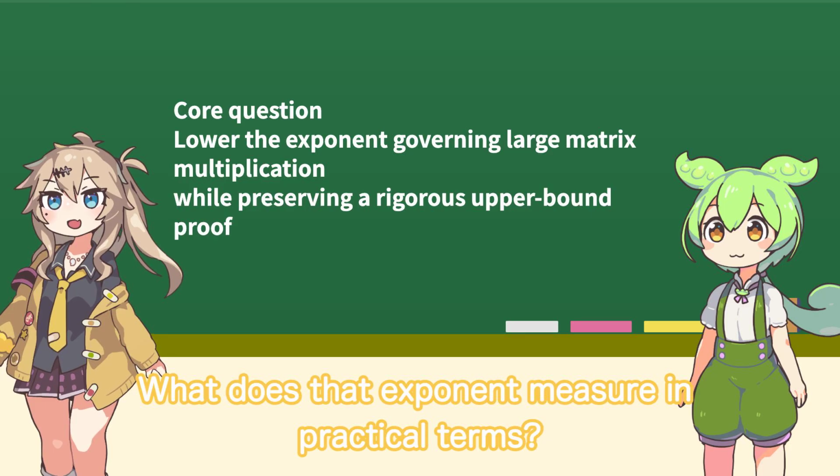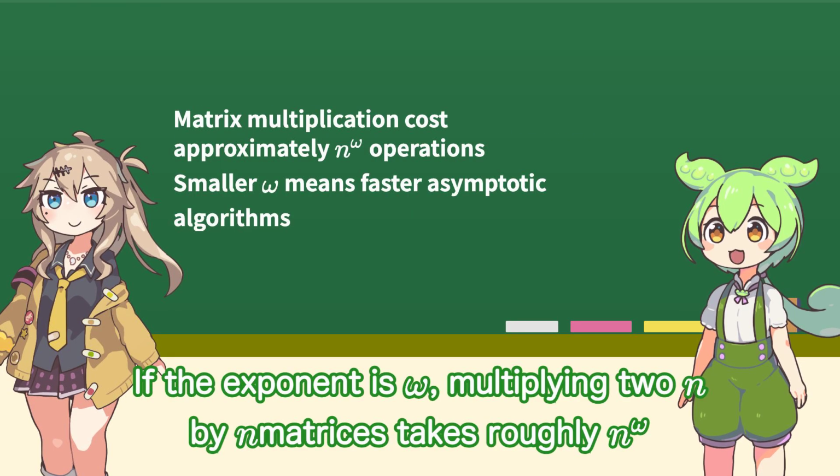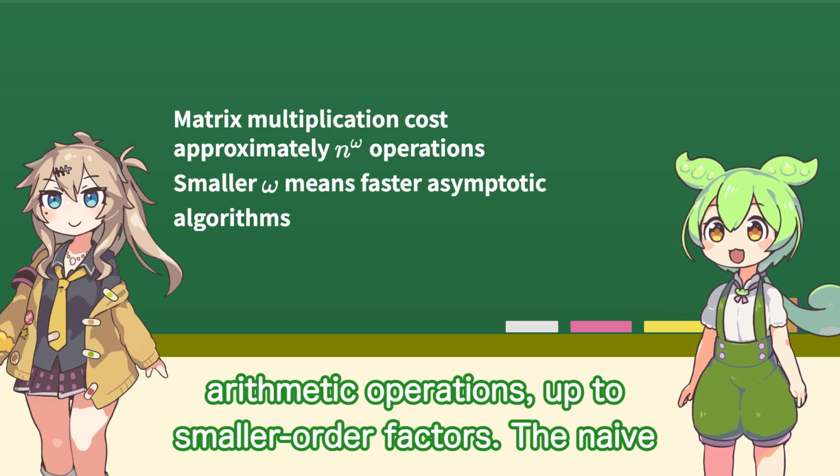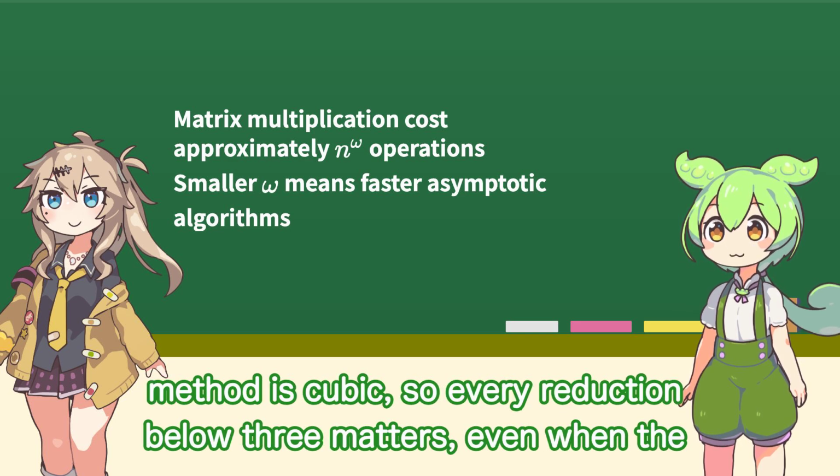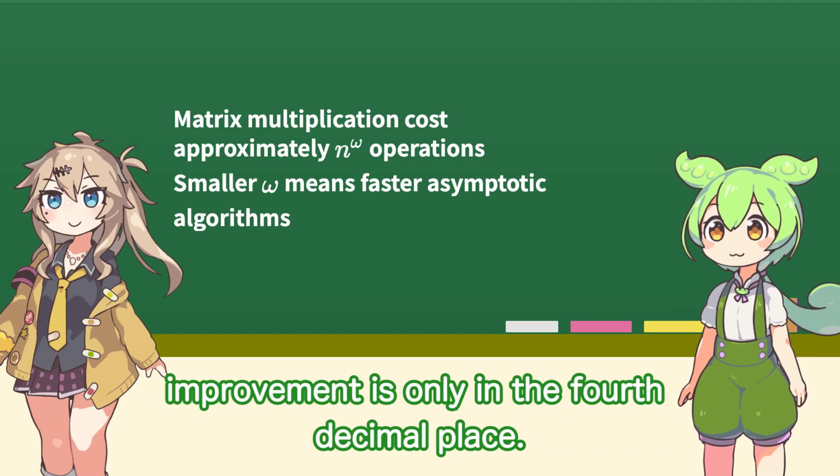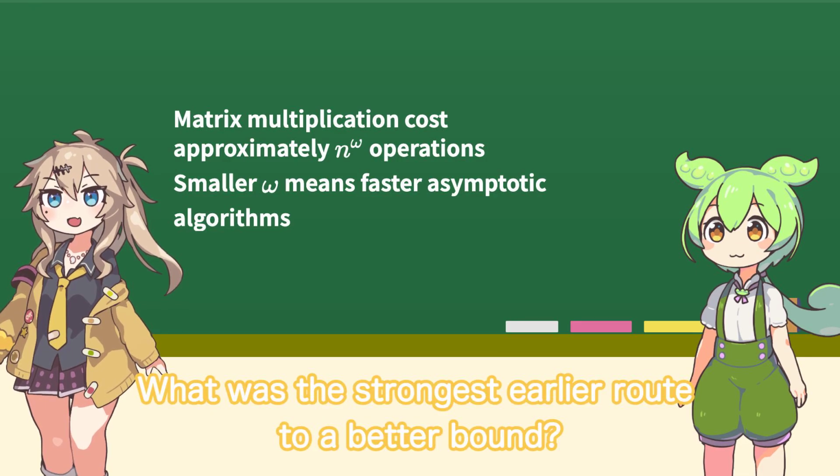What does that exponent measure in practical terms? If the exponent is omega, multiplying two n by n matrices takes roughly n to the power omega arithmetic operations, up to smaller order factors. The naive method is cubic, so every reduction below 3 matters, even when the improvement is only in the 4th decimal place. What was the strongest earlier route to a better bound?